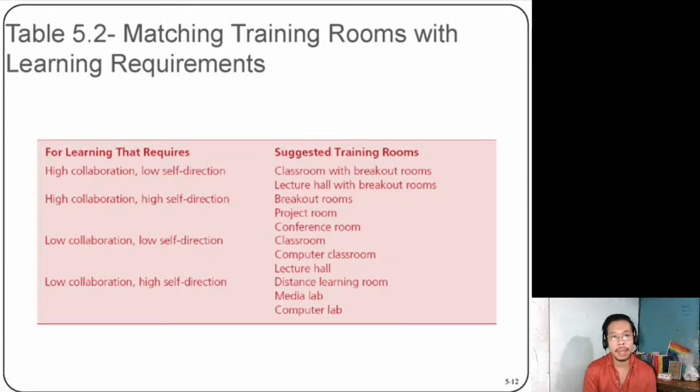So if you have high collaboration and high self-direction, then you can go to breakout rooms, project rooms, conference rooms. So trainees have the capacity to discuss with themselves the topic, their insights, their discussions, right? And same with other requirements, low collaboration, low direction, we have there the suggested training room. So as trainers, this will be your guide in choosing what training rooms you'll be using, right?